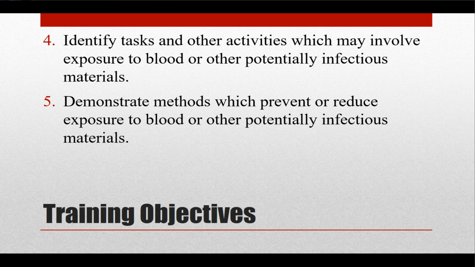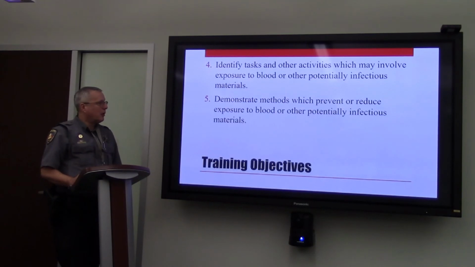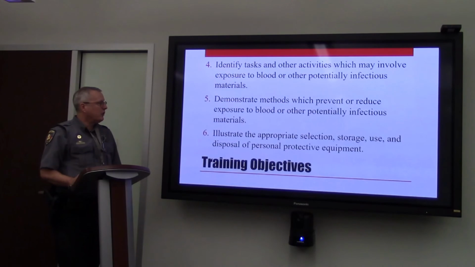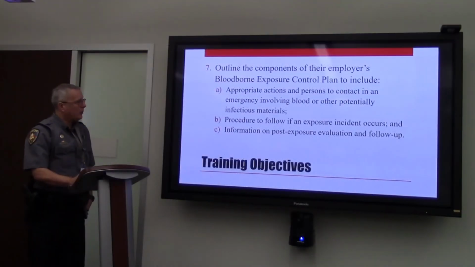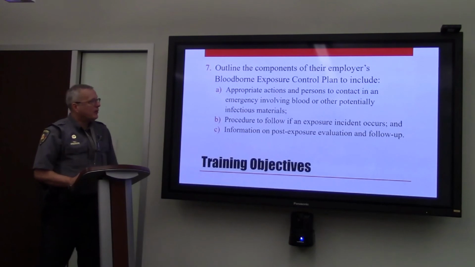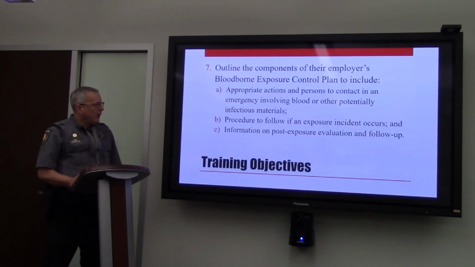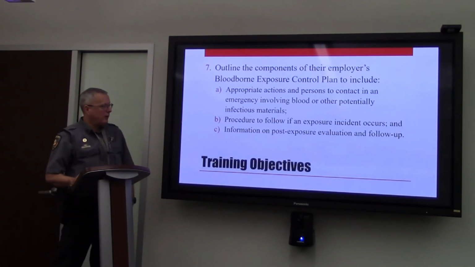Demonstrate methods which prevent or reduce exposure to blood or other potentially infectious materials. Illustrate the appropriate selection, storage, use, and disposal of personal protective equipment. And finally, outline the components of their employees' bloodborne exposure control plan to include appropriate actions and persons to contact in an emergency involving blood or other potentially infectious materials, the procedure to follow if an exposure incident occurs, and information on post-exposure evaluation and follow-up.